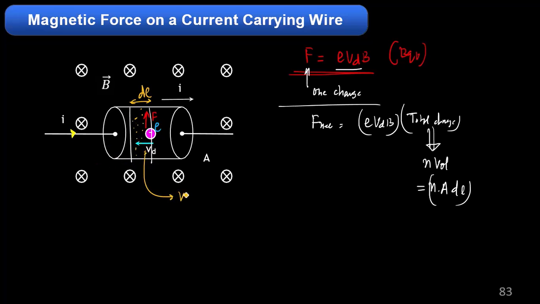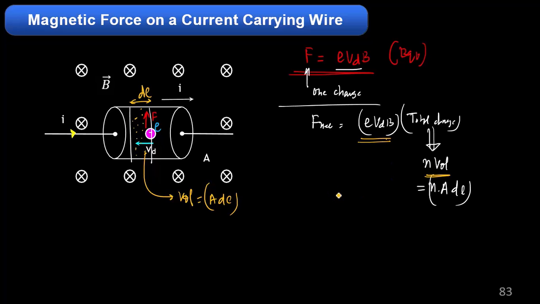So the volume of this portion is how much? Volume is A into dl. A into dl is the volume. Then I know that small n into volume gives the total charge. What is small n? Small n is the number of charges per unit volume. So this is the total charge. This is the value of force acting on one single charge. So the net force acting on the multiple charges inside the conductor is basically this much.